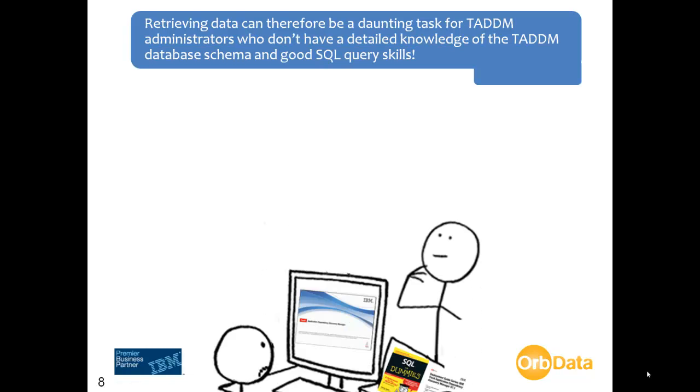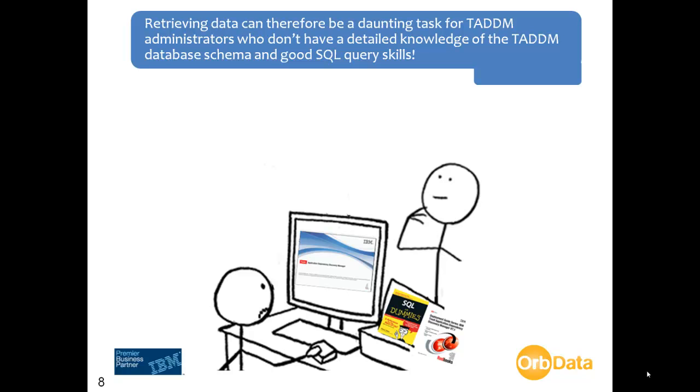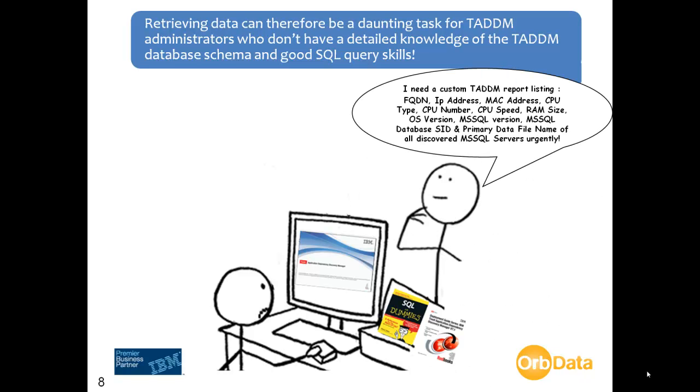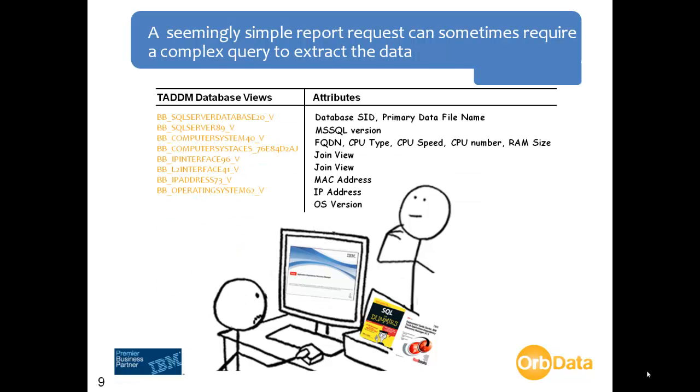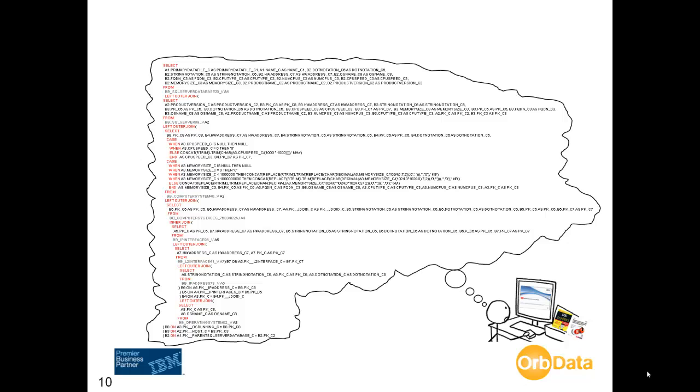With such a highly normalized database structure in place, it's hardly surprising that retrieving data in custom reports can be a daunting challenge for administrators who don't have a detailed knowledge of the common data model or particularly advanced SQL query skills. In our example, we see that a whole range of attributes have been requested in a TADDM report, which need to be specifically targeted at all Microsoft SQL servers held within the TADDM database. From a TADDM database schema perspective, in order to extract these attributes for our Microsoft SQL Server estate, we will need to create an SQL query that joins together 8 separate building block views within the TADDM database, making the resulting SQL query statement fairly complex to say the least.